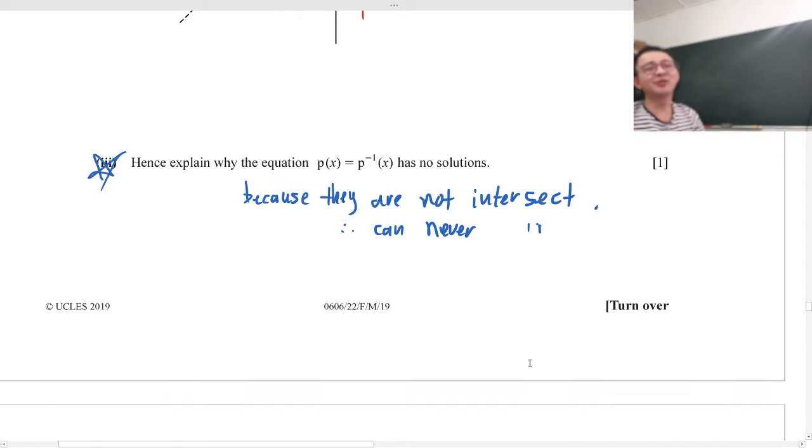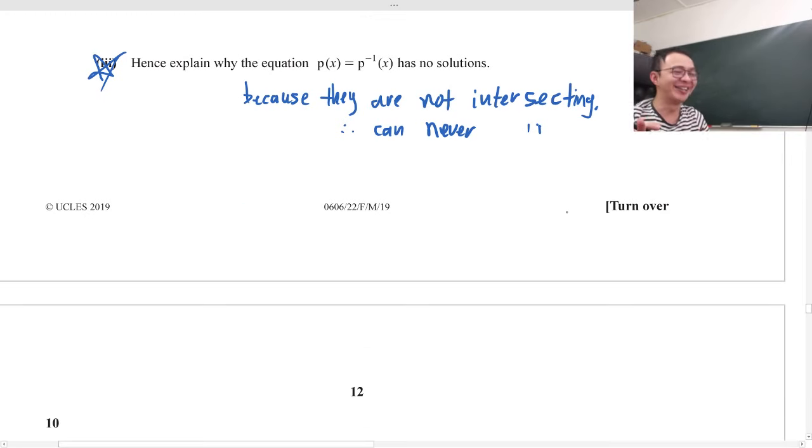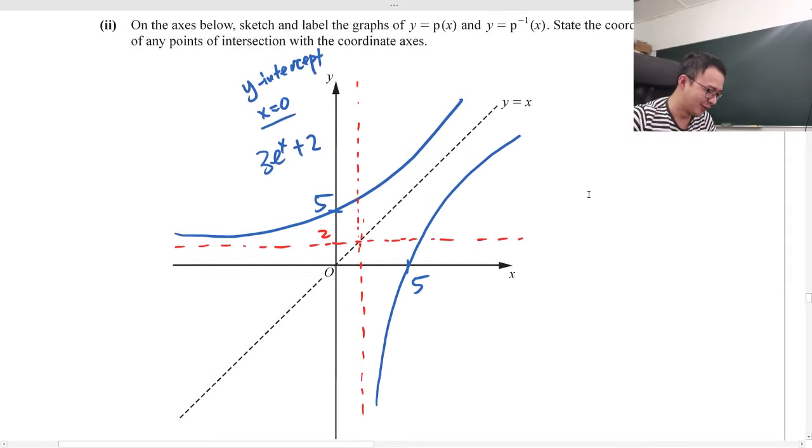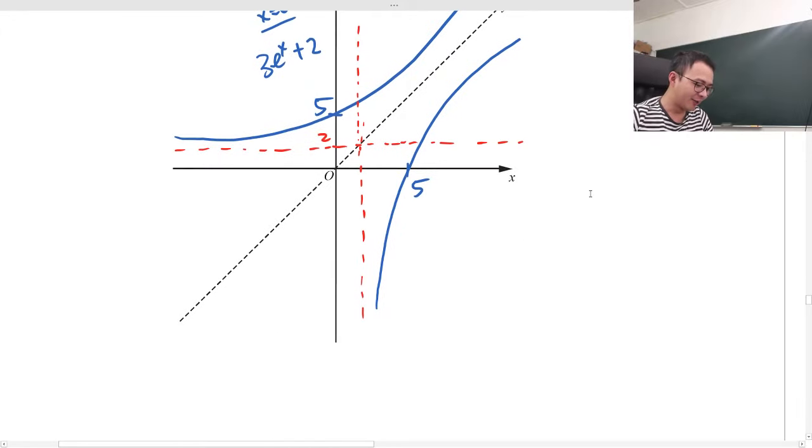If you want to know further, if you ask me why they do not intersect, then we need to go into something quite deep. Okay, what I can show you, what I can teach you, I will try to use a simple way to explain something quite challenging.